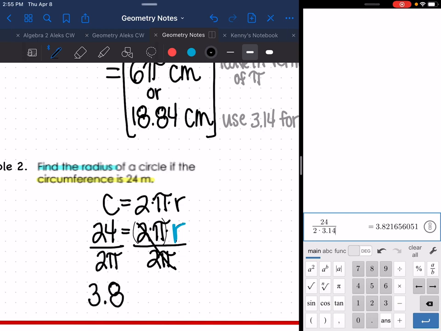So 8, and it looks like the 2 is going to stay at 2 because behind it is a 1. All right, and my unit, of course, would be just meters because we're talking about the radius and not the area.